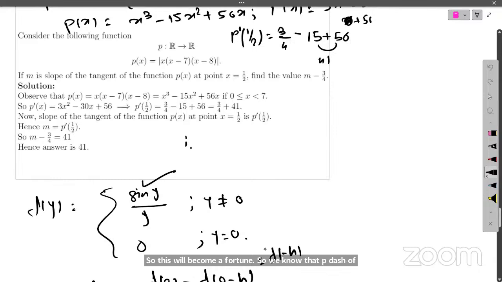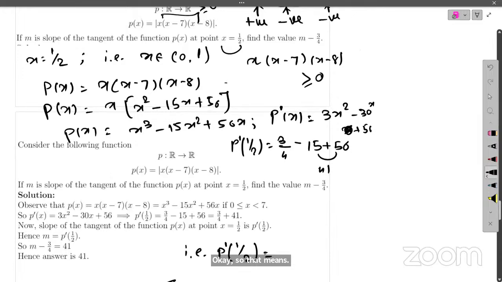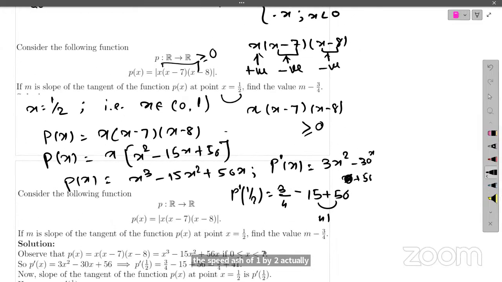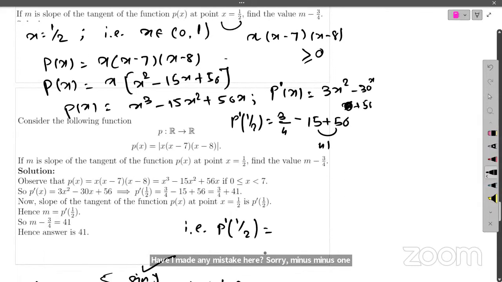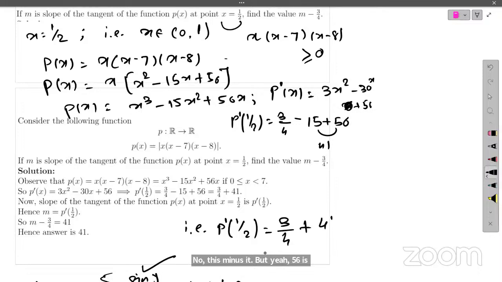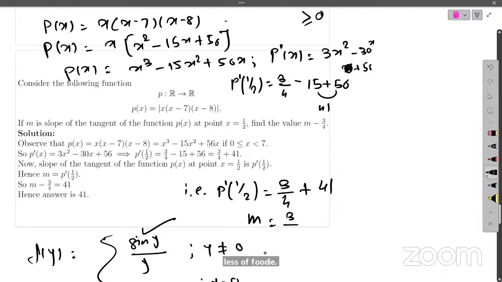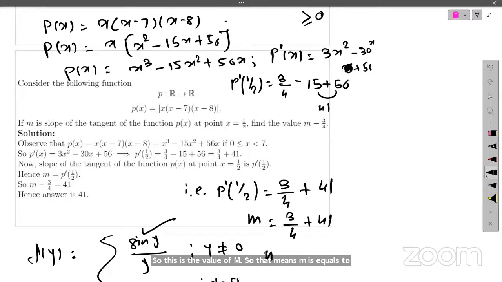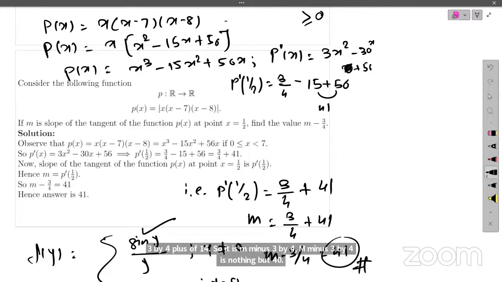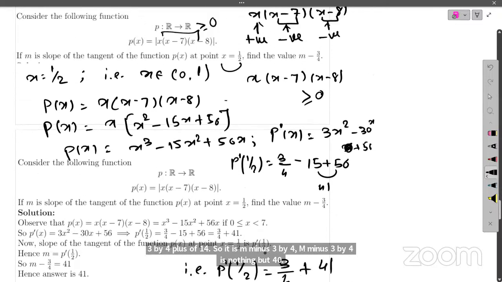Okay, so that means this p dash of 1 by 2, actually, have I made any mistake here? Sorry, minus will be, no, this minus itself, but 56 is plus, so it will become plus 41, right? So it is 3 by 4 plus 41. This is the value of m. So m is equal to 3 by 4 plus 41. So what is m minus 3 by 4? m minus 3 by 4 is nothing but 41. So 41 is the answer. Okay, is that fine? Any doubt?